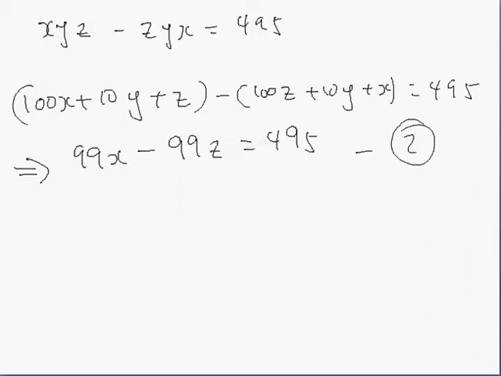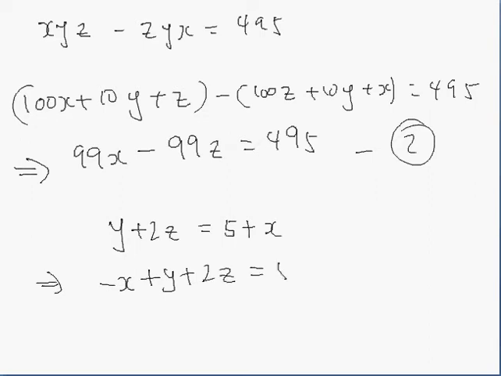Okay, so how do we write this now? The tens digit is y, twice the ones digit is 2z, is 5 more than the hundreds digit. So let me just rearrange the terms. And this is our third equation. So we have three equations in terms of x, y, z. So let me just write down the three equations again.